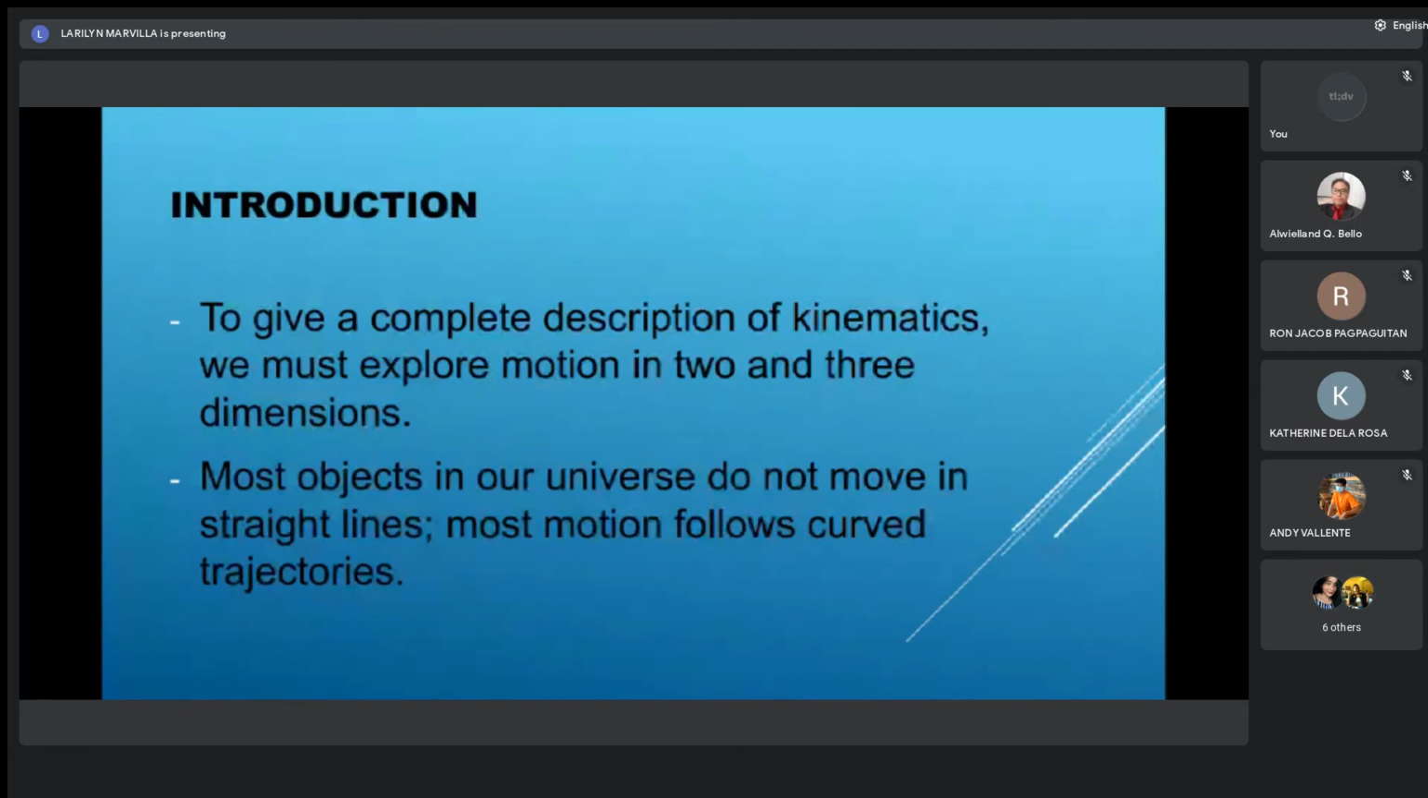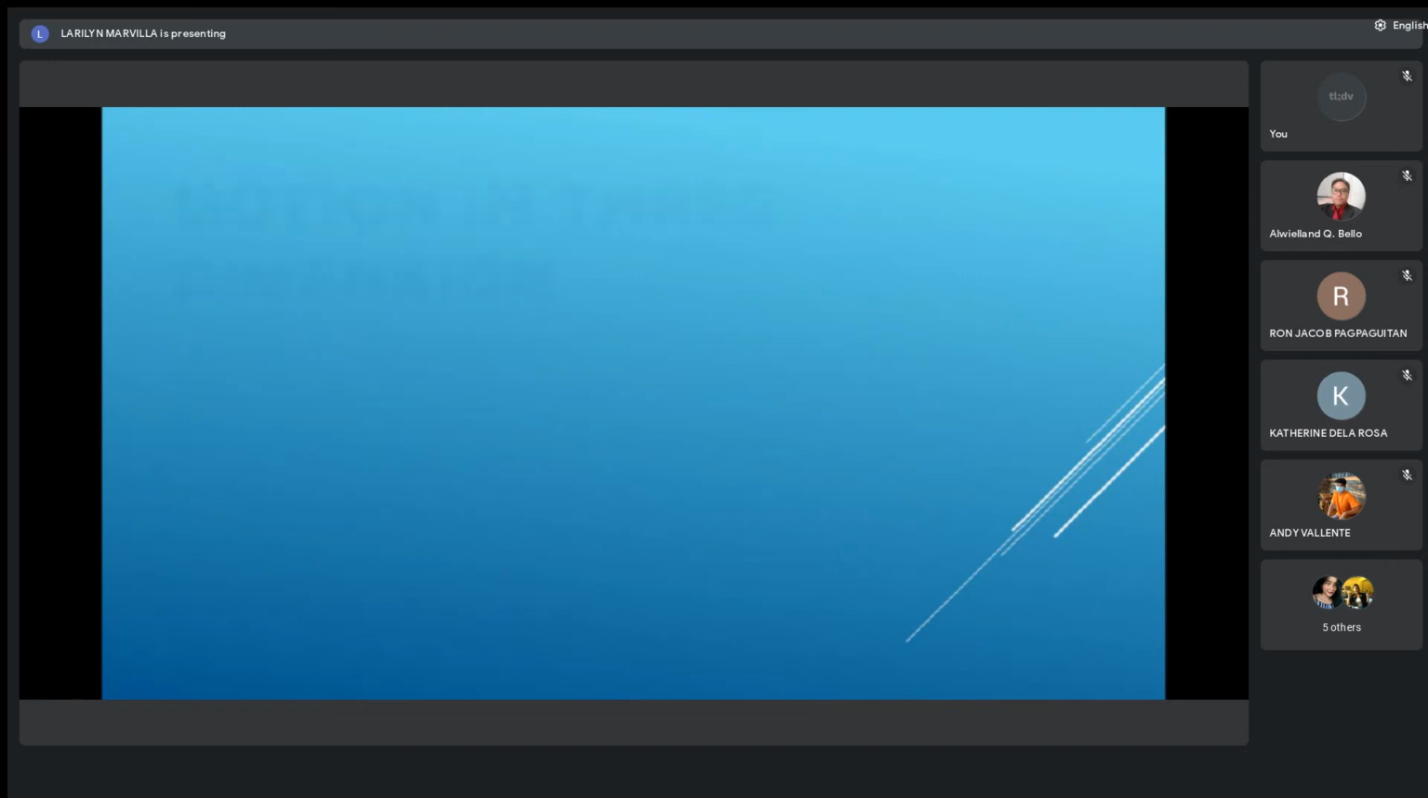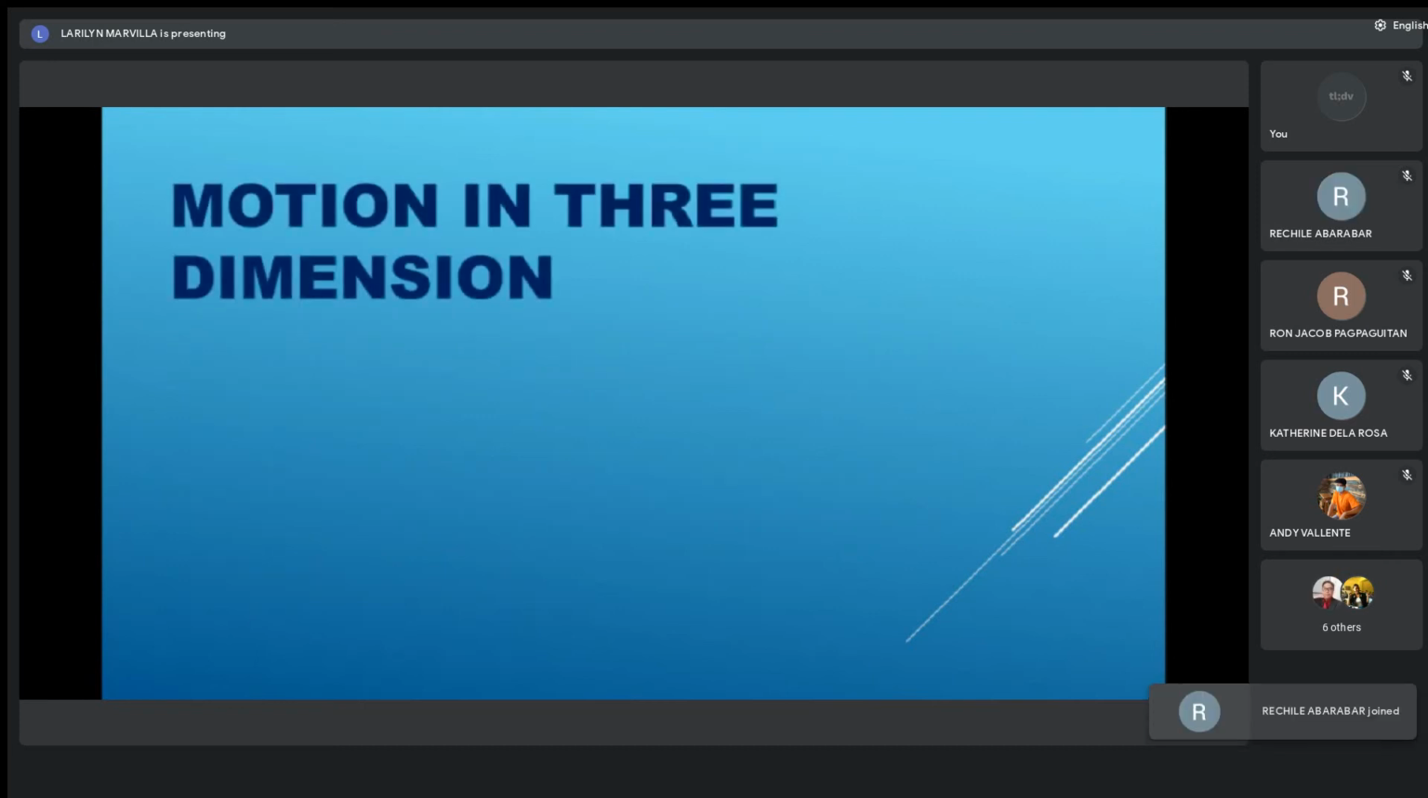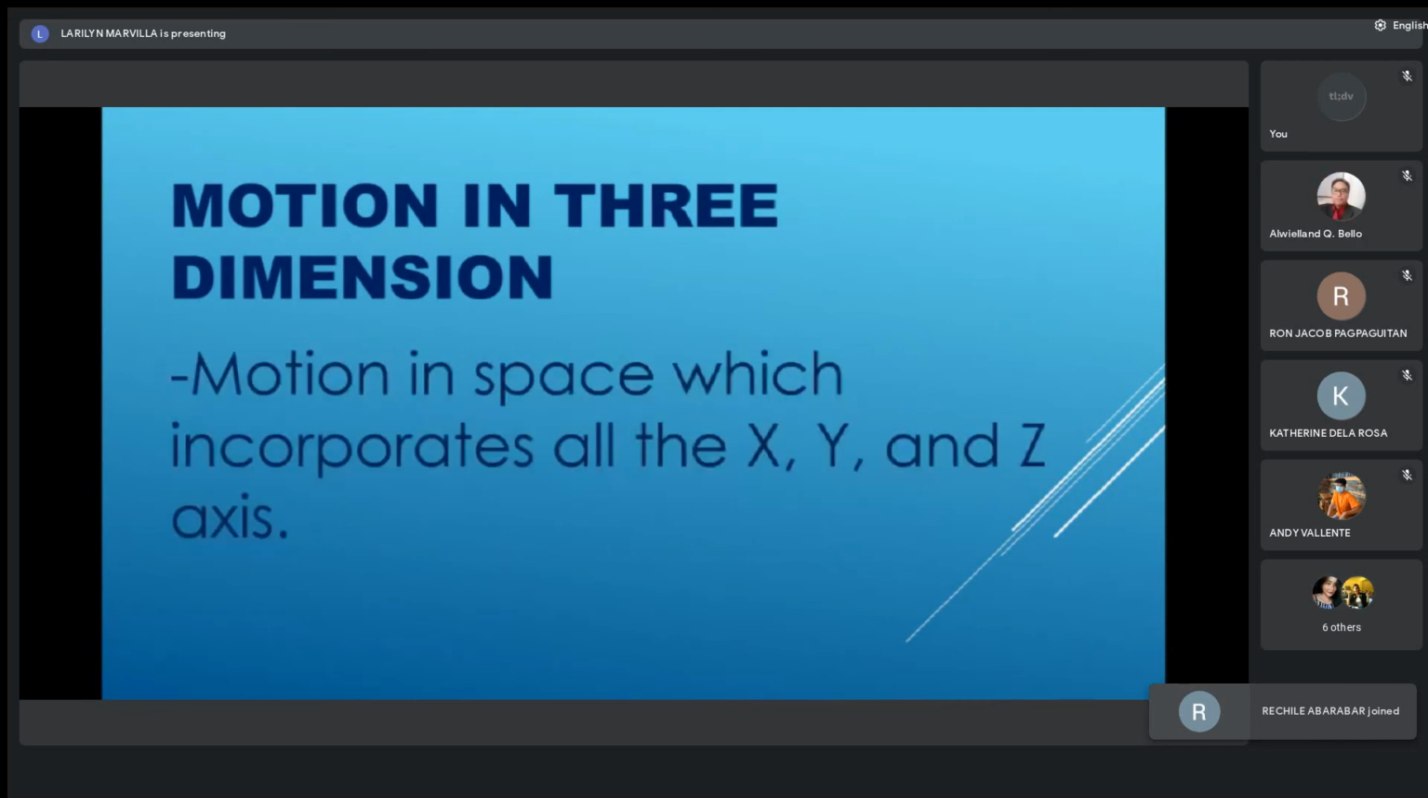We all know that most objects in our universe do not move in straight lines. Most motion follows curved trajectories, the curved path something takes as it moves through space. Motion in three dimensions is a motion in space which incorporates all the X, Y, and Z axes, while in two dimensions, it has only X and Y axes.